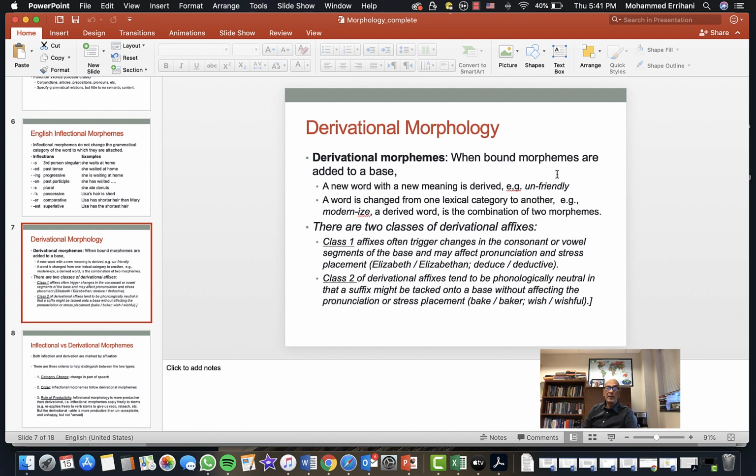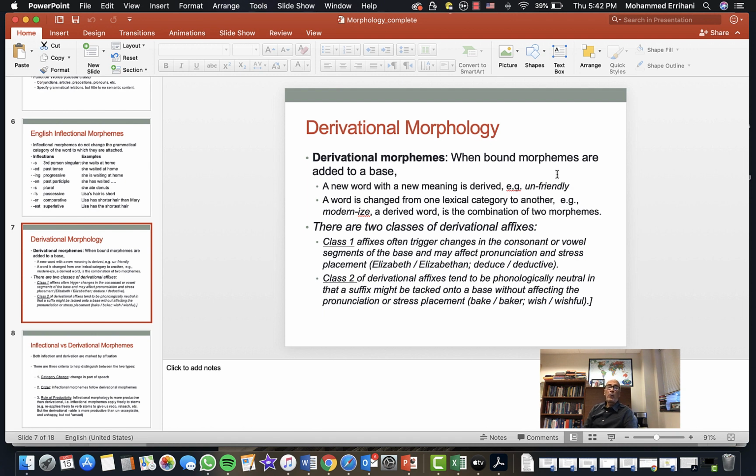The second class of derivational morphemes or affixes tend to be phonologically neutral in the sense that a suffix may be tacked onto a base without really affecting the pronunciation or stress placement. So we have bake, baker, wish, wishful. There is no change in pronunciation. Anyways, this is not essential for understanding what derivational morphemes do, but it's just something to keep in mind.